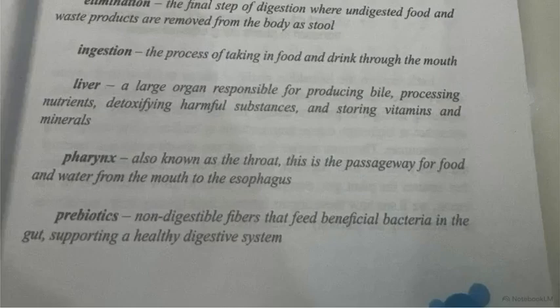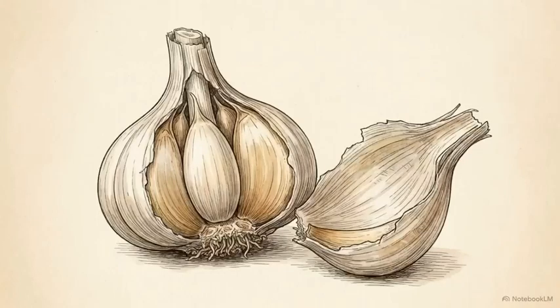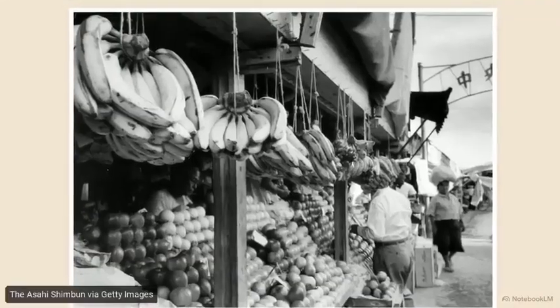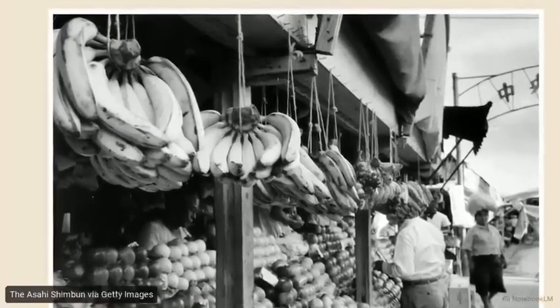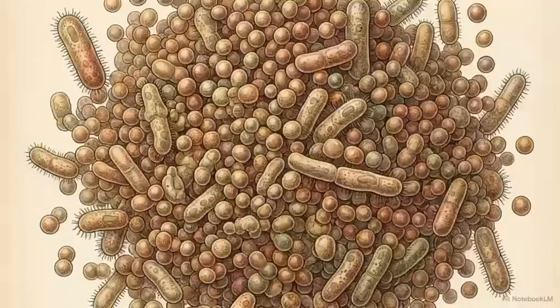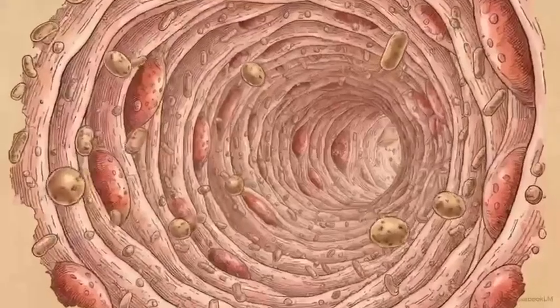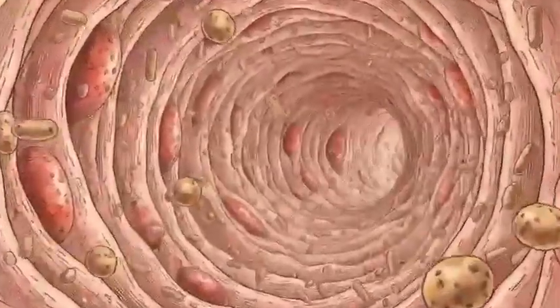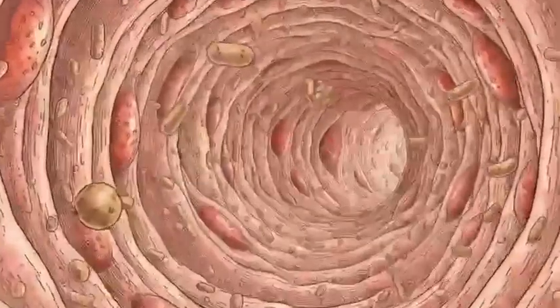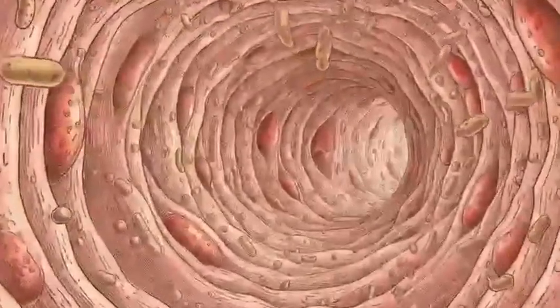You find these tough prebiotic fibers in foods like garlic, or the bananas hanging in this historical market photograph. Consuming them ensures your bacterial colony has the resources it needs to survive. Eating is the daily management of an internal microbial ecosystem. The chemical balance you maintain inside that 30-foot tube dictates your health and survival.